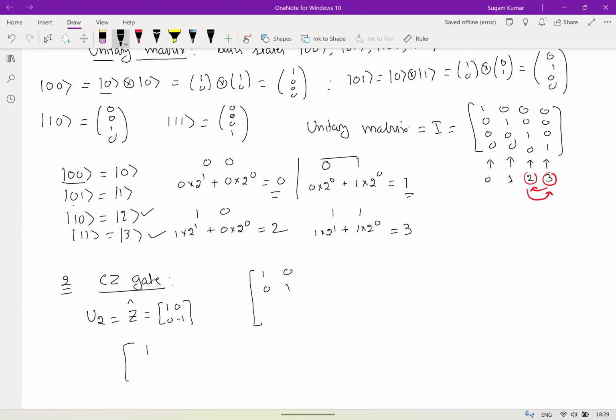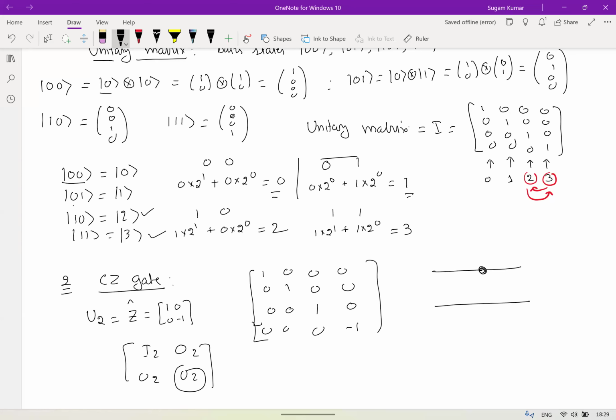Like this way you can say the matrix is nothing but I2, O2, O2, and U2. So I2, and this is 0, 0, 0, 0. Here is also 0, 0, 0, 0. And this U2 becomes Z. So this is going to be 1, 0, 0, -1. So that is the CZ gate. And how to represent the circuit diagram is this one. A node here, and here it will be a Z, like this. This is input A, this is input B.